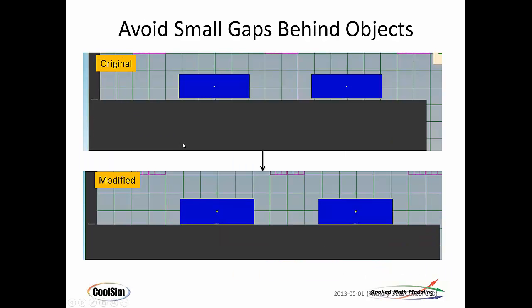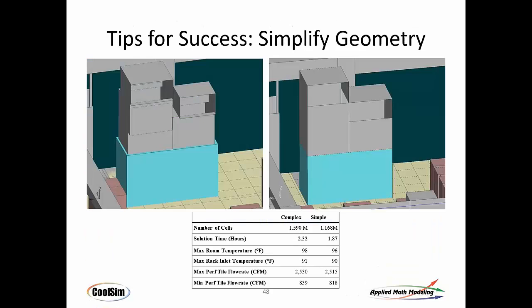Again, gaps. I mentioned one of this earlier. I saw one and tightened it up. Gaps behind cooling units is common to see. Tighten them up. Use the close gap tool to tighten things up.